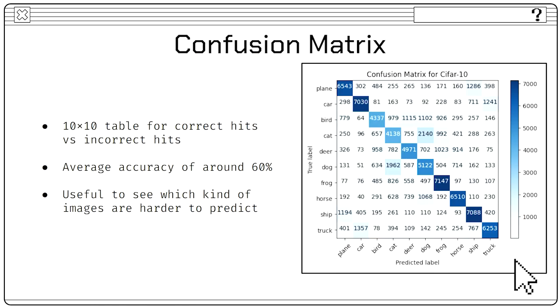Here is the confusion matrix. It shows the number of true positives, false positives, true negatives, and false negatives for each class in the dataset. For the CIFAR10 dataset, we have a 10 by 10 table for each of the 10 different classes. From our results, we can observe an average accuracy of about 60%, with cars and ships having a higher average accuracy, while cats and birds have a lower average accuracy. The table allows us to see which classes are easier or harder to predict, and allows us to tweak our model as such.